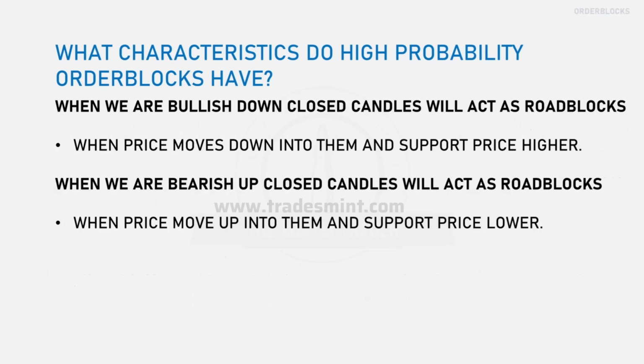When we are bullish, down close candles will act as roadblocks. When price moves down into them and supports price higher, this is when it's validated. And for bearish, an up close candle will act as a roadblock too. So when price moves up into them and then resistance turns it down lower.